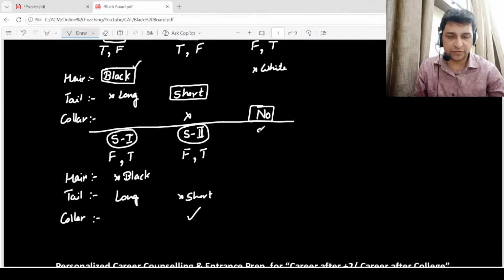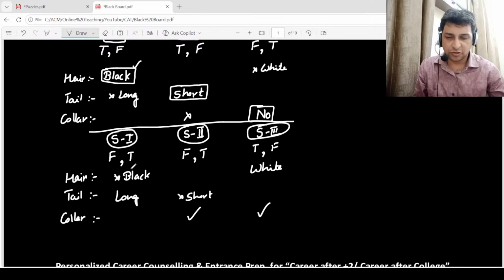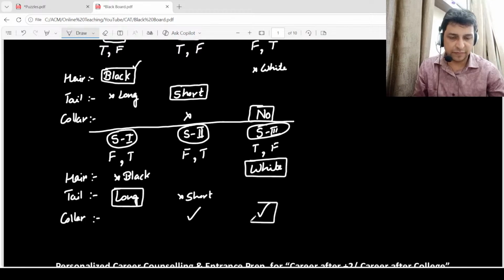And now shopkeeper number three said he should have white hair. Now white hair, if not black, then white has to be right. That means first true, second false. And no collar, that means there should be a collar. So now in this case, we have a long tail, white hair, and the collar will be yes.